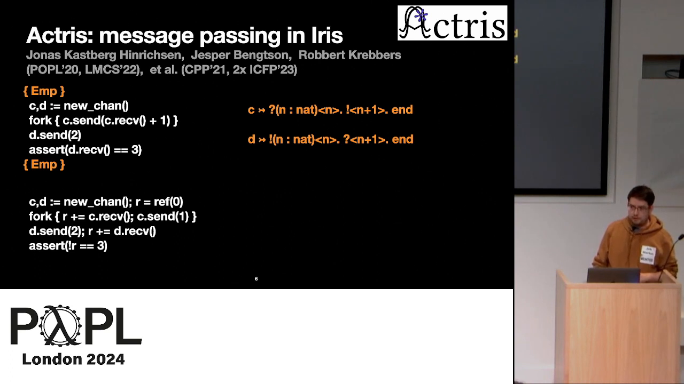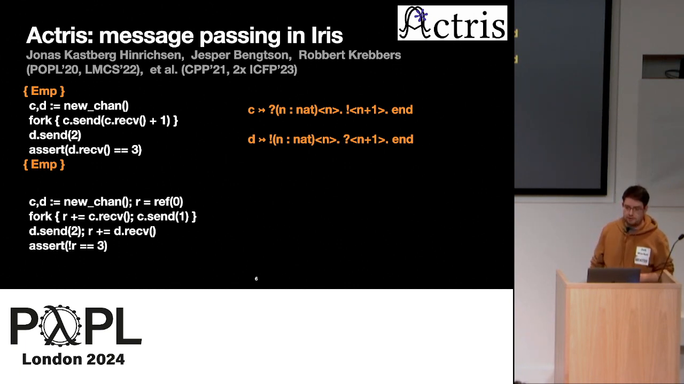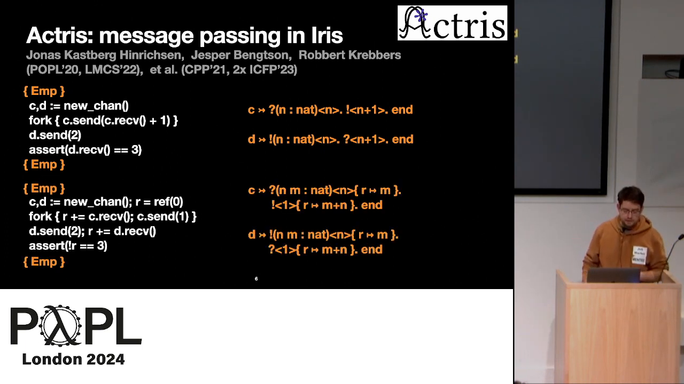Actris can also interact with mutable state. Here's an example of that. So here we create a channel, a reference, and then the forked off thread will first receive from the channel, increment the reference by that amount, and then send 1 back. The other thread will send the message 2, receive from the other thread, and increment the reference again. And the fact that this at the end produces 3 relies on the synchronization provided by the message passing. And that's why Actris allows you to put separation logic resources in your protocols to be transferred when you send a message.